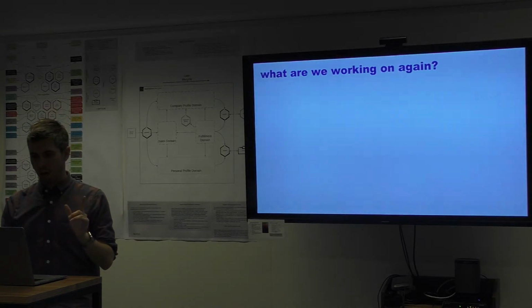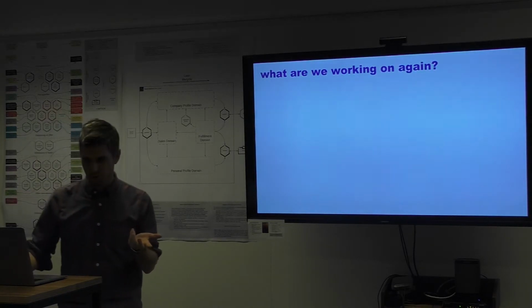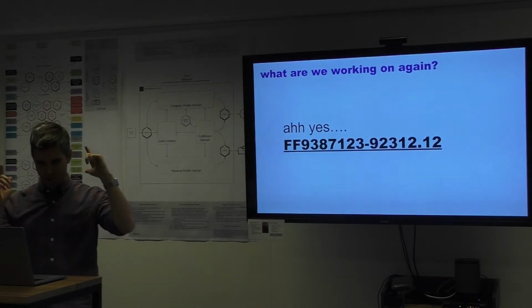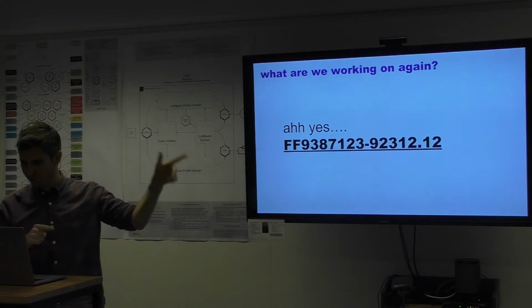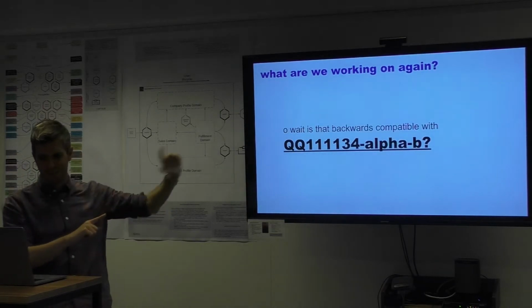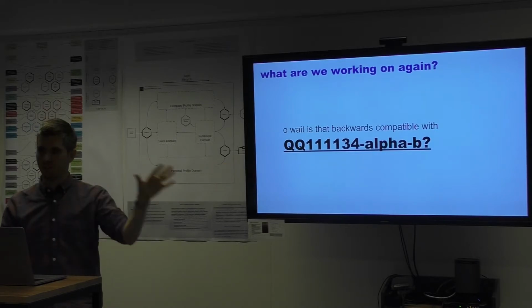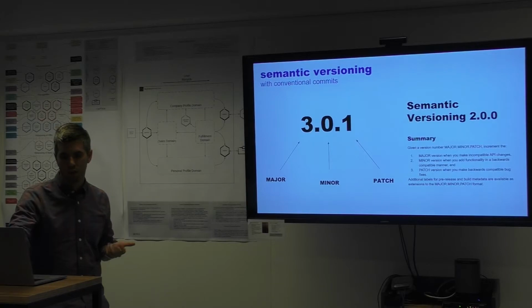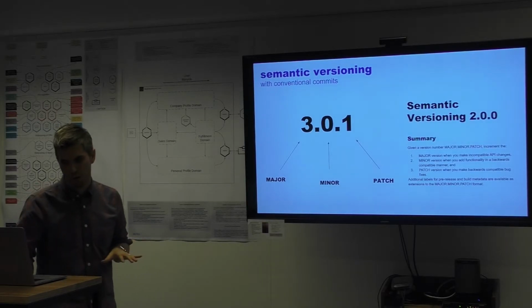So for those who maybe are asking, well, why is this important? Well, I don't know if you've ever been in the situation where you're like, wait, what are we working on? Oh yeah, version FF9387123, 9231.12. Cool, we're on that version. Oh wait, is it actually backwards compatible with this version? These are questions that just waste so much time and also introduce problems. So semantic versioning kind of helps just nice that problem altogether.